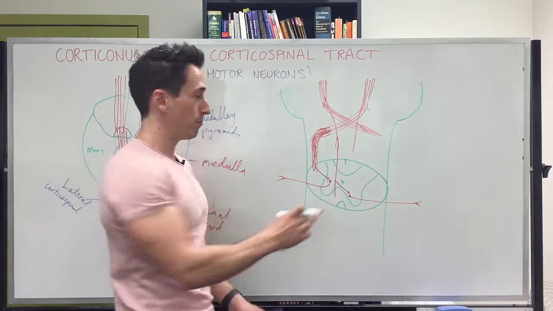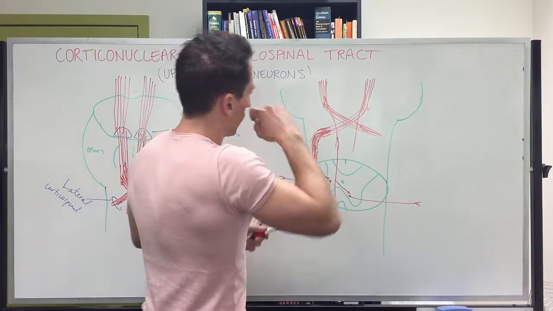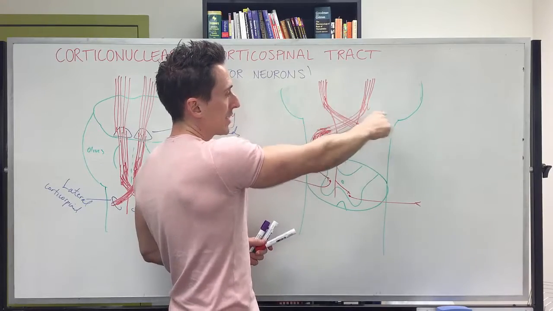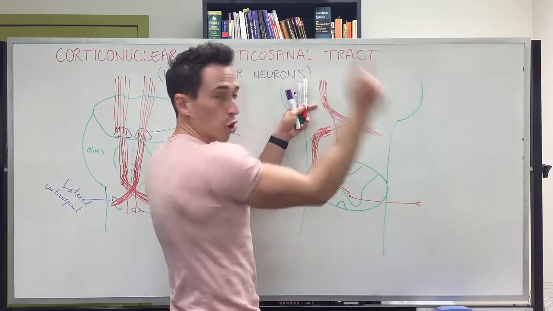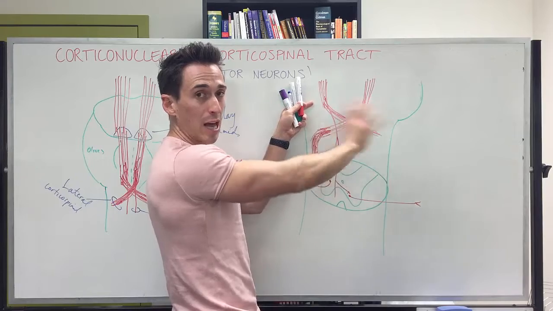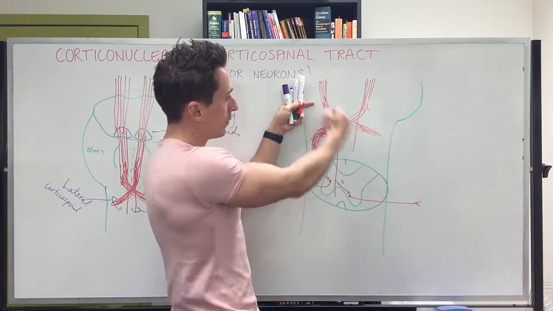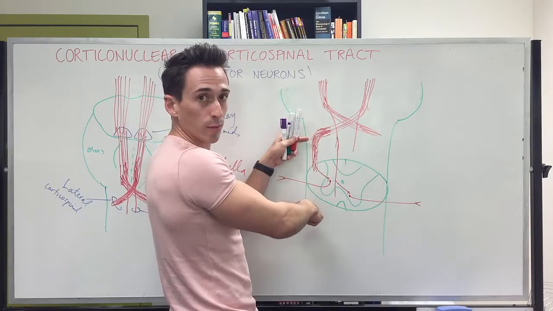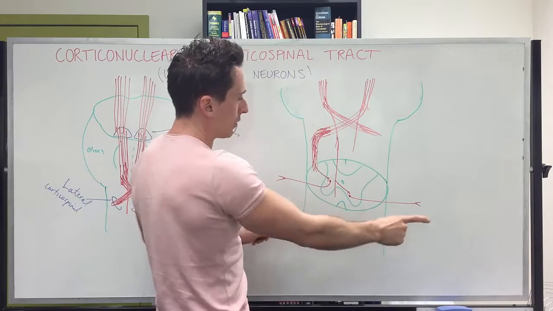This is important. Have a look. When you have an injury above the site of decussation, you're going to get contralateral problems, opposite side motor problems. If you get it below the site of decussation, you get ipsilateral problems. Now, what do each innervate?